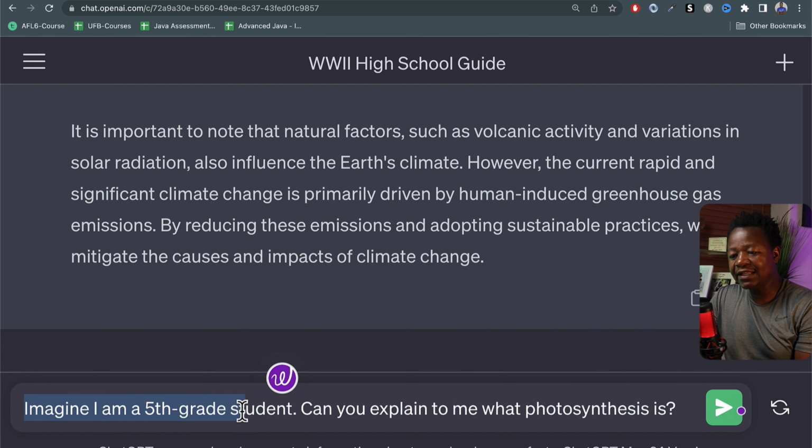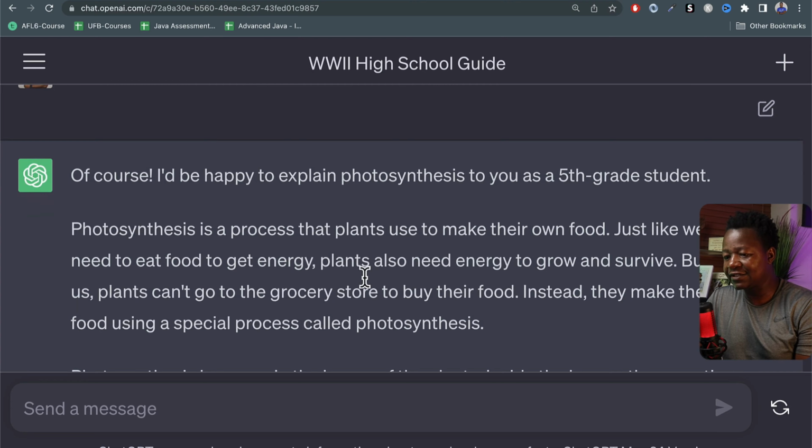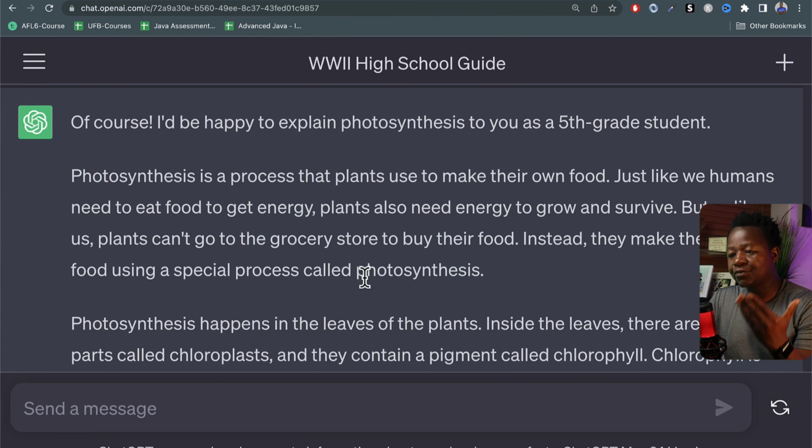Okay, there we go. So now it spits out everything that it knows about, in this case, photosynthesis to a 5th grader. It says, "Of course, I'll be happy to explain photosynthesis to you as a 5th grade student. Photosynthesis is a process that plants use to make their own food." Very, very simple. You understand? Oh, okay, that makes sense.